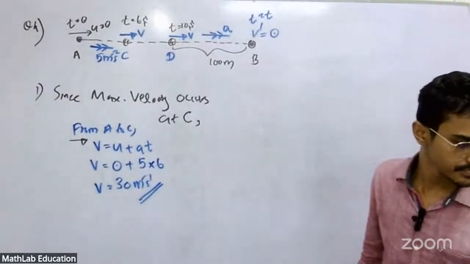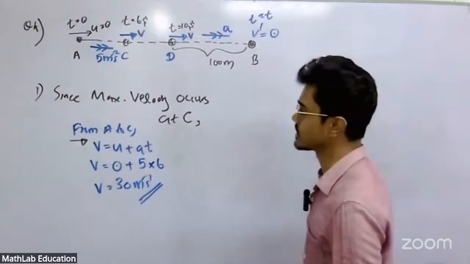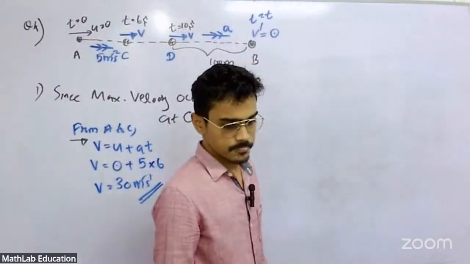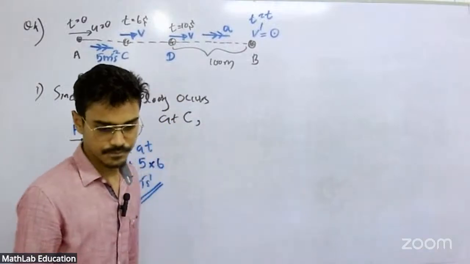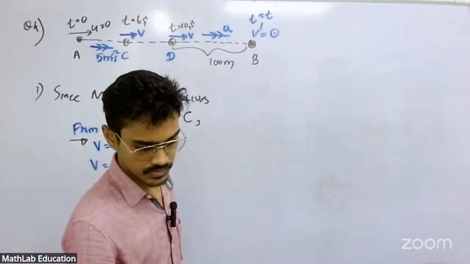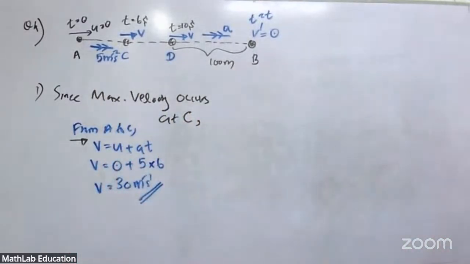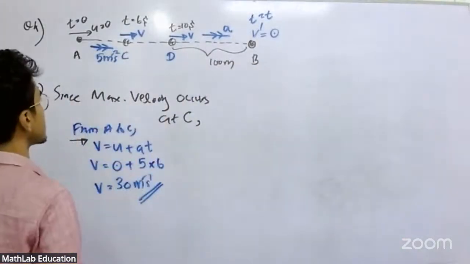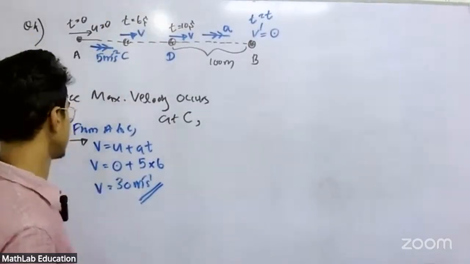Good. Right? And make sure that you have mentioned the section and the direction. Write down first one, 30 ms minus 1. Velocity at C is 30 and that 30 is uniform until D. That remains uniform until D.